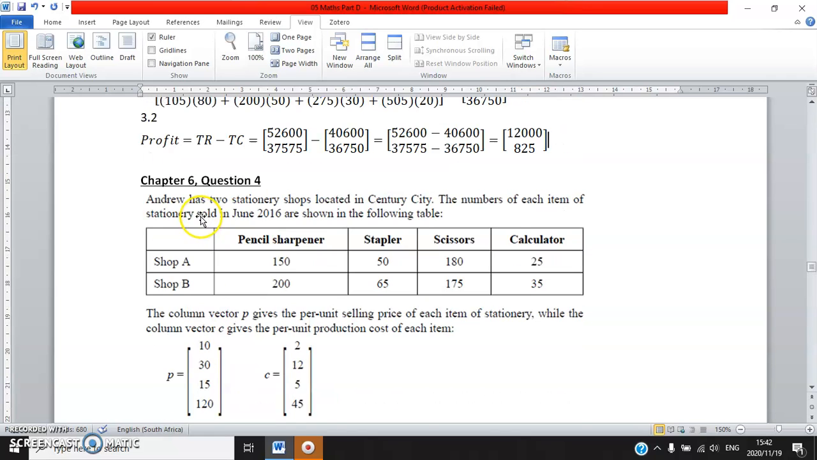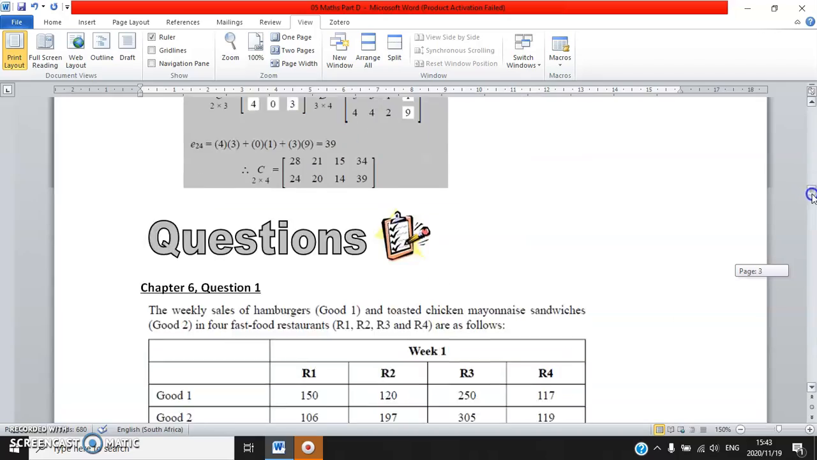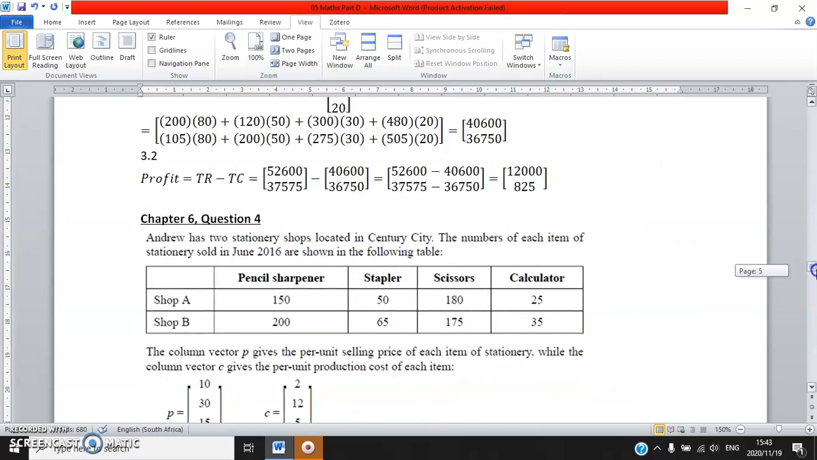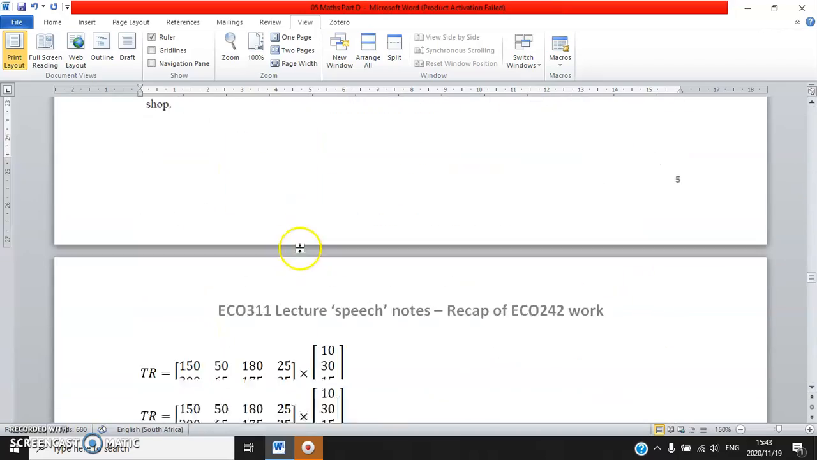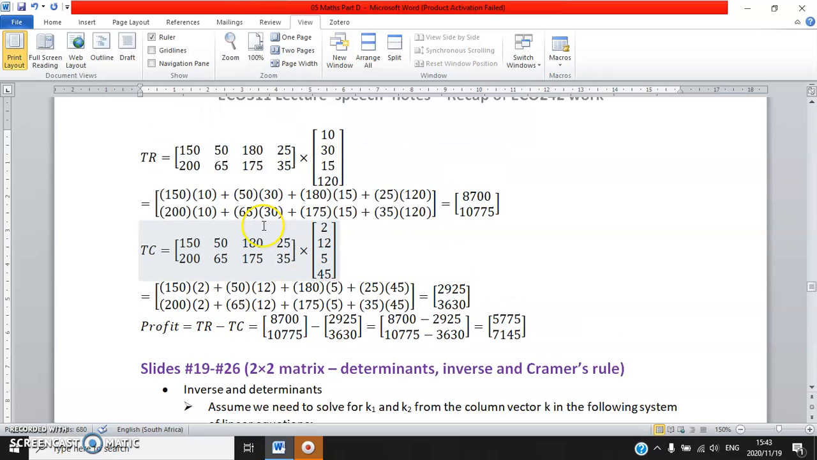Okay, and then chapter 6, question 4. Yeah, another question involving matrix multiplication. Okay, and same, quite straightforward. Again, you can work out the total revenue matrix, which ends up as a column vector, and then the total cost matrix, which also ends up as a column vector. Then you can derive the profit, which is total revenue minus total cost.